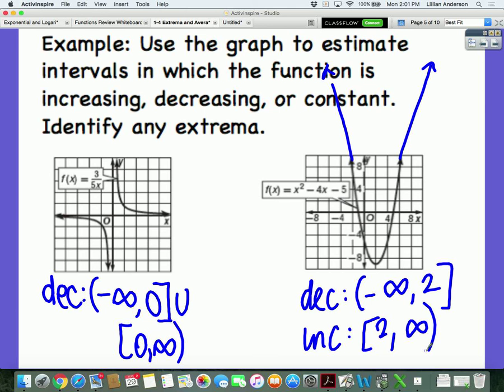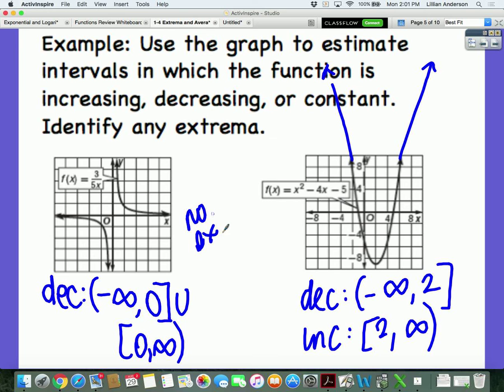Okay? Now, extrema. You only have extrema if it changes from increasing to decreasing or vice versa. In number 1, or the first example, is there any extrema? No. And don't let these little humps right here fool you. If it's not changing from increasing to decreasing or decreasing to increasing, there's no extrema.